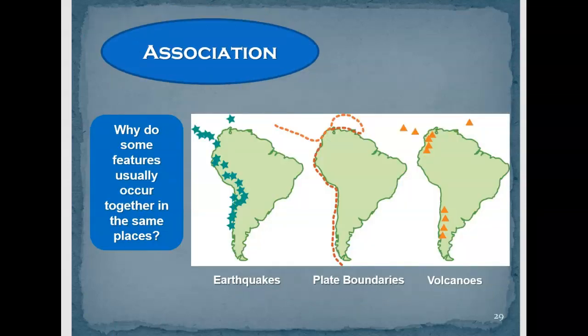And here in association, you can see why do some features really occur together in the same place? So why are the earthquakes happening in the same place? Why do we find volcanoes in the same place or the plate boundaries? What's the common thread that binds these things together that makes them associated? Right? These were the different ways in which we can think, spatial thinking.